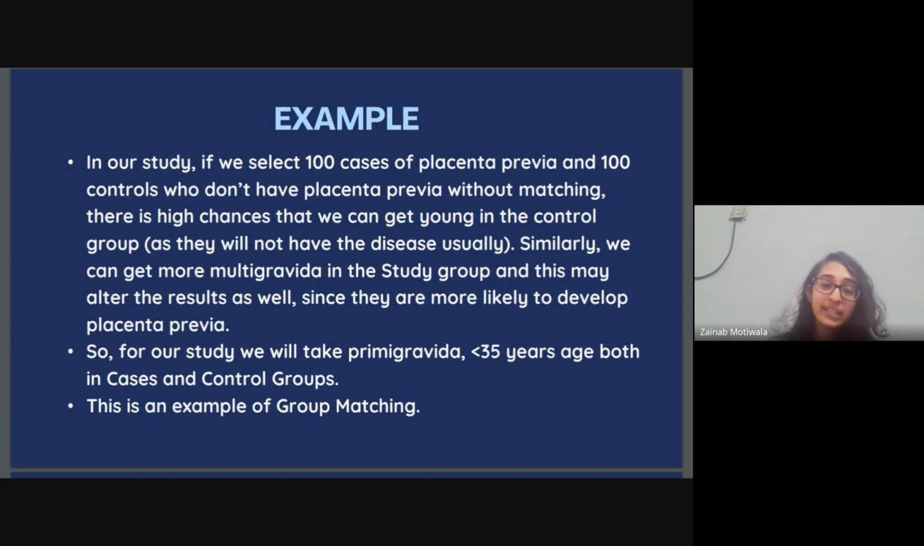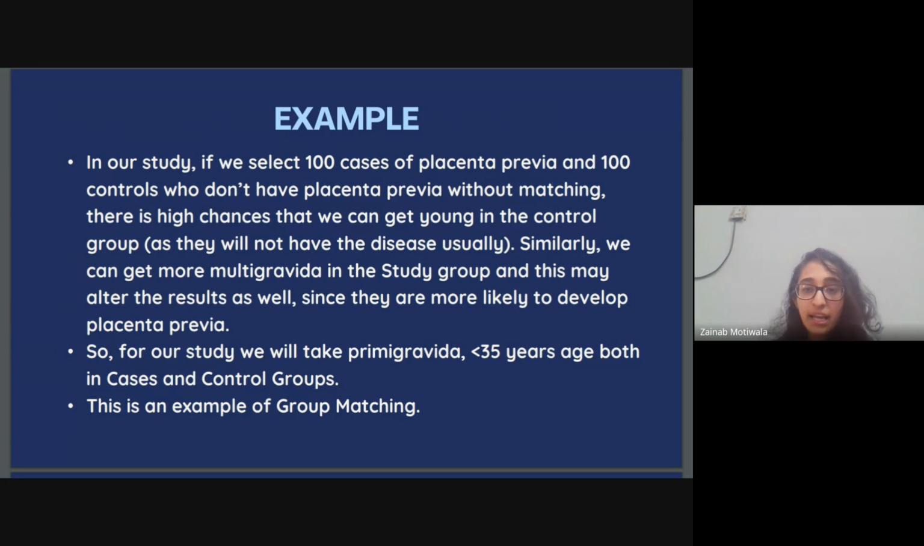Again, we start with an example to understand how we can do group matching, with respect to the example that we have been discussing for some while of placenta previa and smoking. In this case, what we can do is we'll select the group with less than 35 years in both groups, that is cases versus controls.